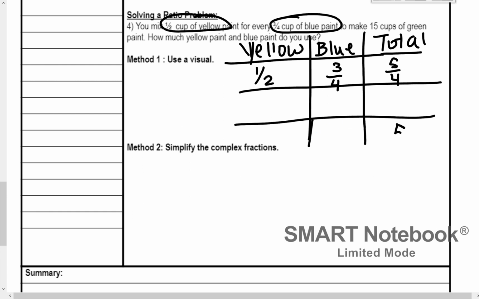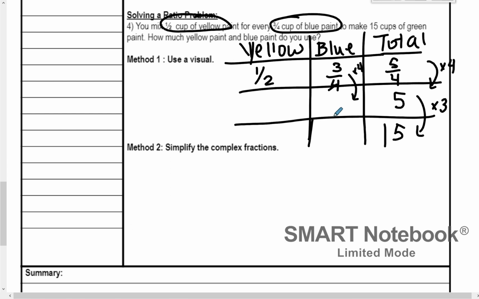All right, so now we're talking equivalent ratios. Well, I know if I multiply this by 4, I would get it to be 5, and 5 is an easy number that I could get to 15 by multiplying by 3. Whatever I do to one of my ratios, I have to do to the other two. So here I'm going to multiply by 4.